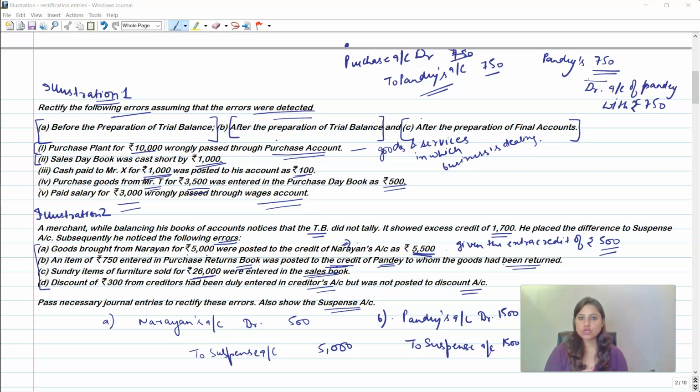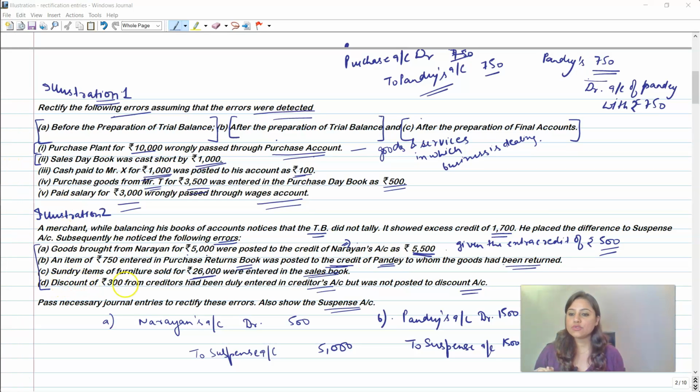So the nature of the sales book and purchase book is different, and the sale and purchase of asset accounts are maintained separately. So the entries related to the purchase and sale of assets will not be entered in the purchase book or the sales book. So thus this has to be correctly rectified.